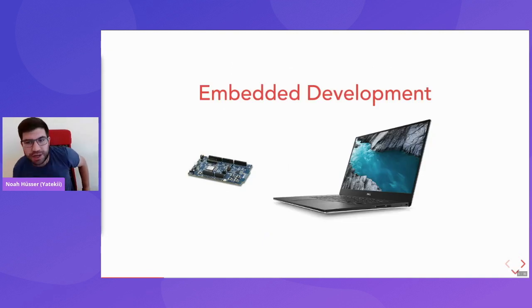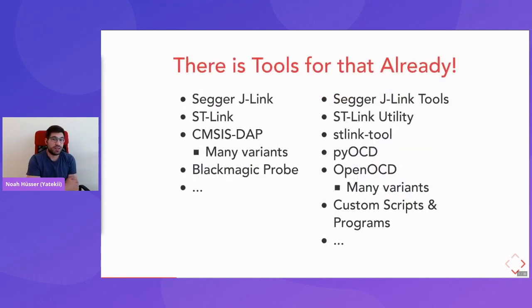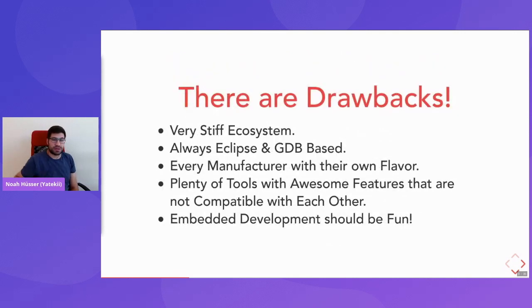So let me talk a little bit about embedded development. When doing embedded development, I guess most of you have used some tools I have listed here. There's lots of probes and on-chip debugging tools that can talk to those probes and your target, and you use them to flash an ELF binary to your target or to get debug information from your target. This sounds great at first, and it is great sometimes that you have such a huge selection of tools from which you can choose. But there's drawbacks, of course.